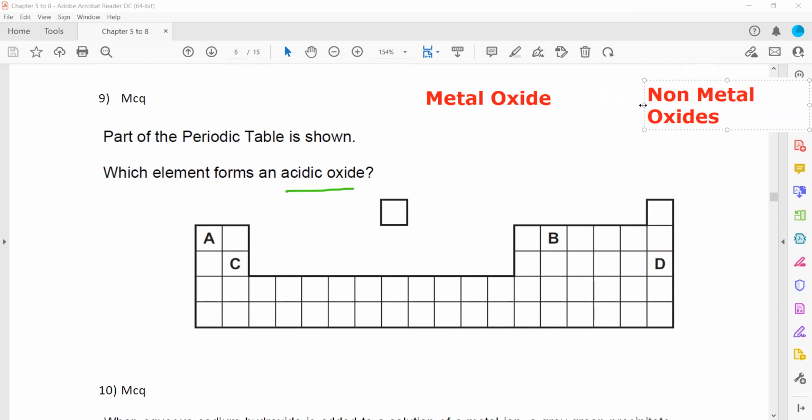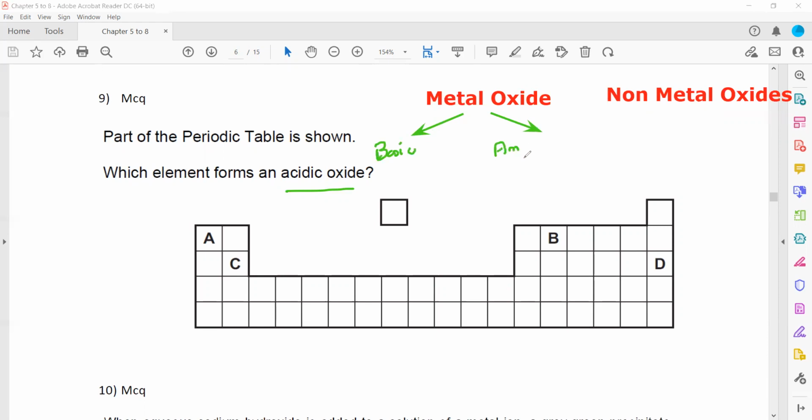So two types of oxides are there: metal oxide and non-metal oxide. Metal oxide can be classified or divided into two categories. One is known as the basic oxide, another one is amphoteric. Basic oxides can react with acids only. Amphoteric can react with both acid and alkali.